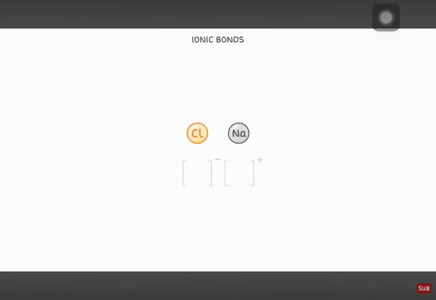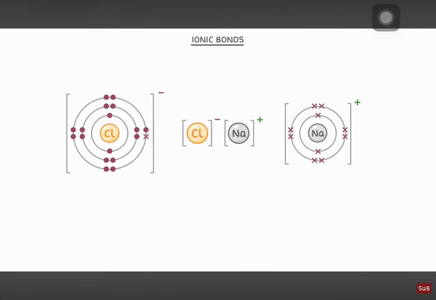Look at how particles can bond together through ionic bonds. And to explain this, we'll take a look at some dot and cross diagrams.